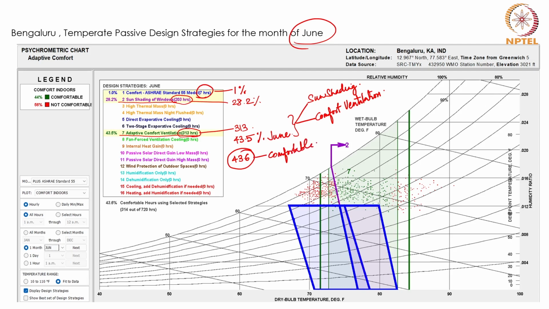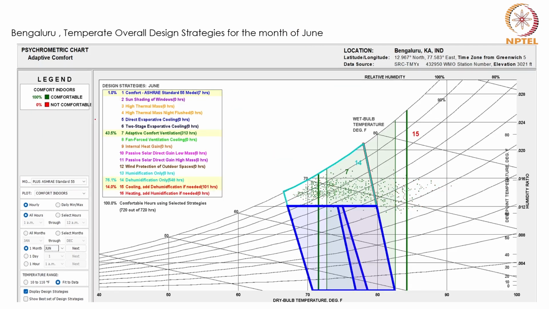But we can see that there are some hours which are beyond the comfort zone. How to make these comfortable so that the remaining 56% of the hours also get translated and can become comfortable? How do we do that? That can be done by using some active strategies.